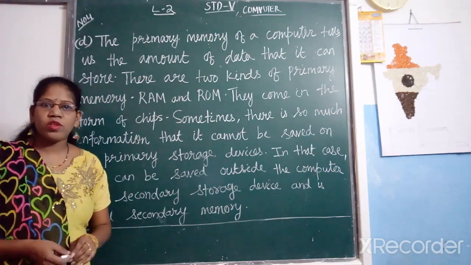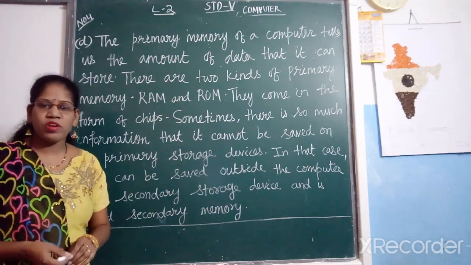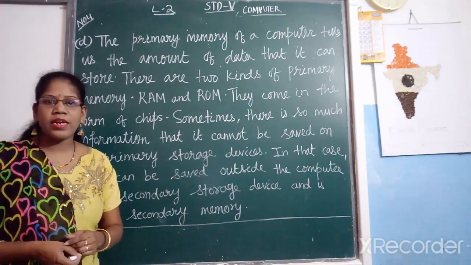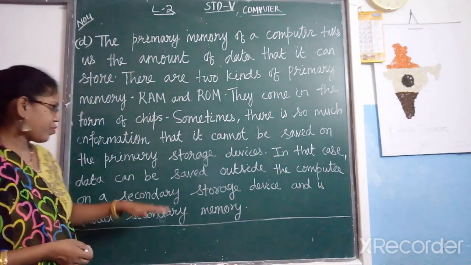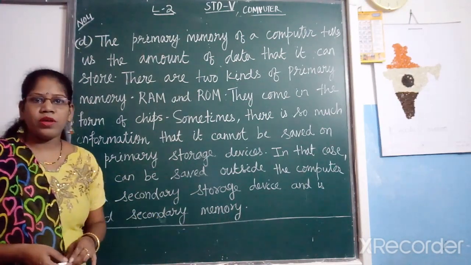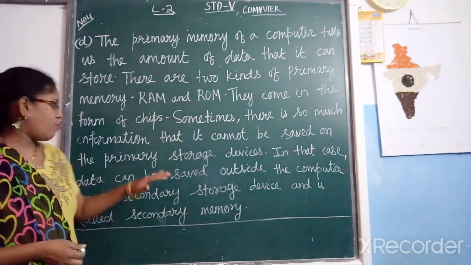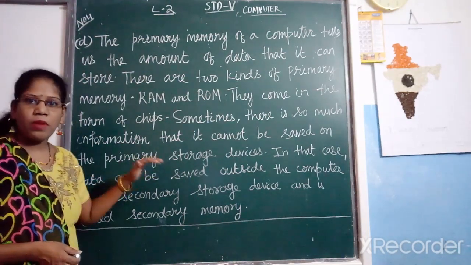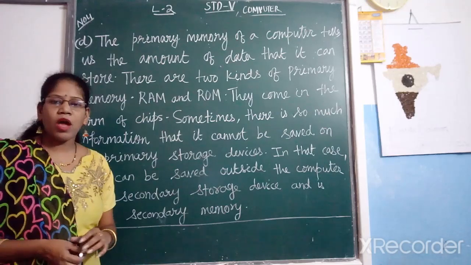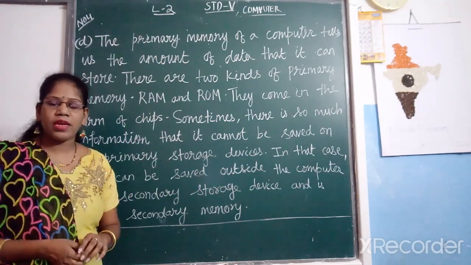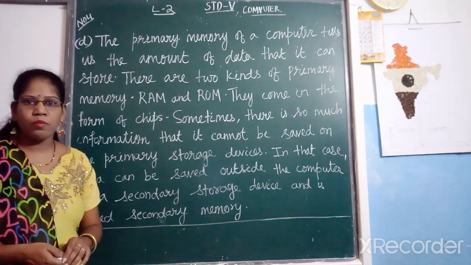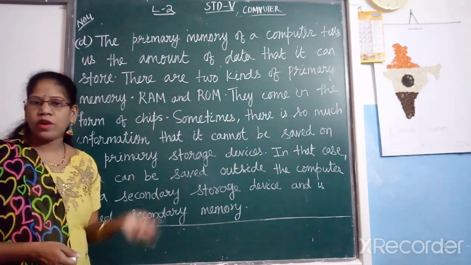Your secondary storage device is like your CD, DVD, pen drive. From the pen drive you can take out the data and save it, and that is called secondary memory. So when there is a lot of data in your primary memory, you can take out the data outside the computer with the help of a secondary storage device. That is known as what? Your secondary memory. Once again I am reading out the answer.